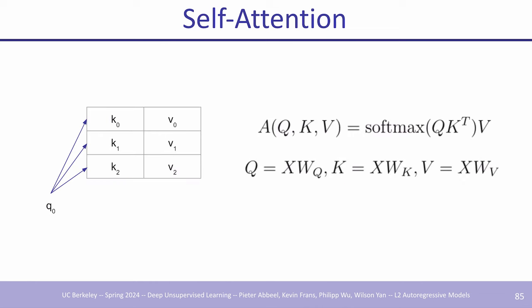Okay, and so in the context of self-attention and how we compute it using the attention mechanism, I guess the question is, where do the Q, K, and V come from? The way the data is propagated is you have your input X.